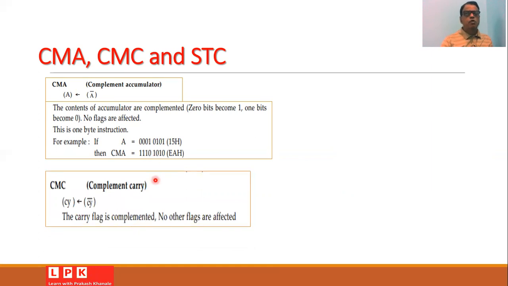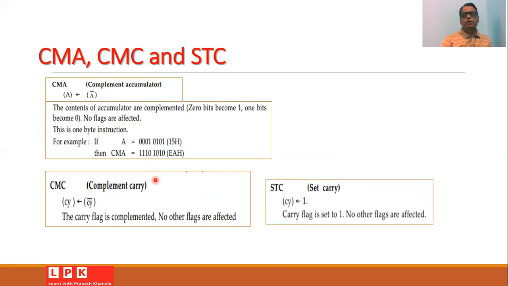Another instruction to complement is the complement carry, that is CMC, where the carry flag is being complemented. So if it is 1, it will be made equal to 0. If it is 0, it will be made equal to 1, and no other flags will be affected. If you want to set the carry to 1, then that can be done by using this instruction STC, where the carry flag is being set to 1 and no other flags will be affected.